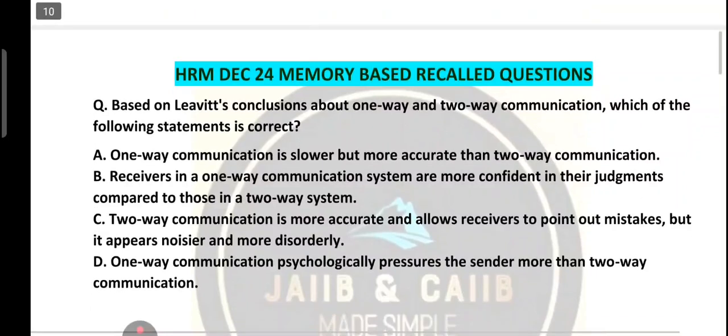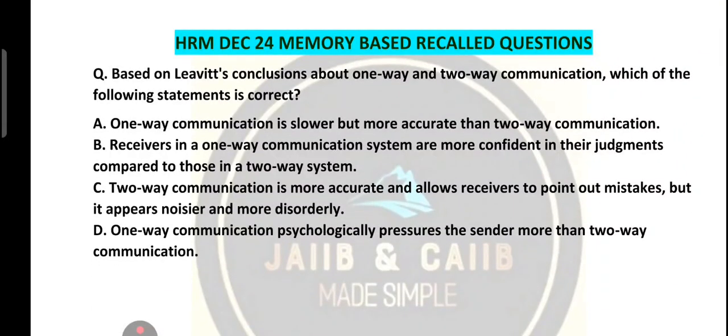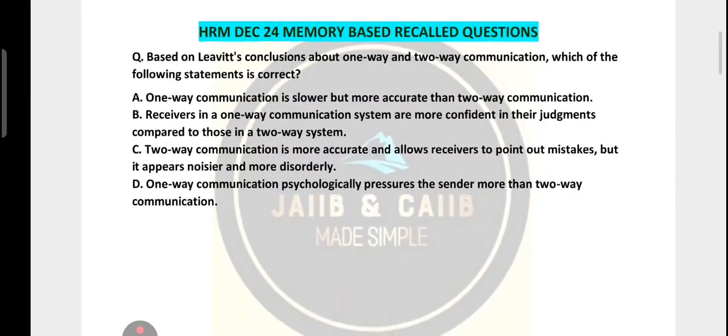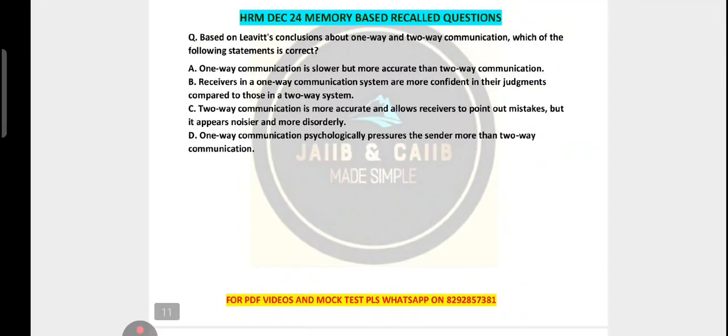Now friends, let's put our focus on the next question. The next question is a very good question. Let me go through it. Based on the Leavitt conclusion about one-way communication and two-way communication, which of the following statements is correct? So this is the question.